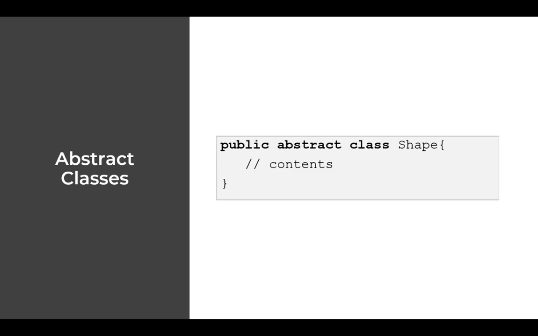A better solution is to use an abstract class. An abstract class is a placeholder in the class hierarchy that represents a generic concept. We use the modifier abstract on the class header to declare a class as abstract. An abstract class cannot be instantiated, meaning I will not be able to create an object shape with a constructor shape.